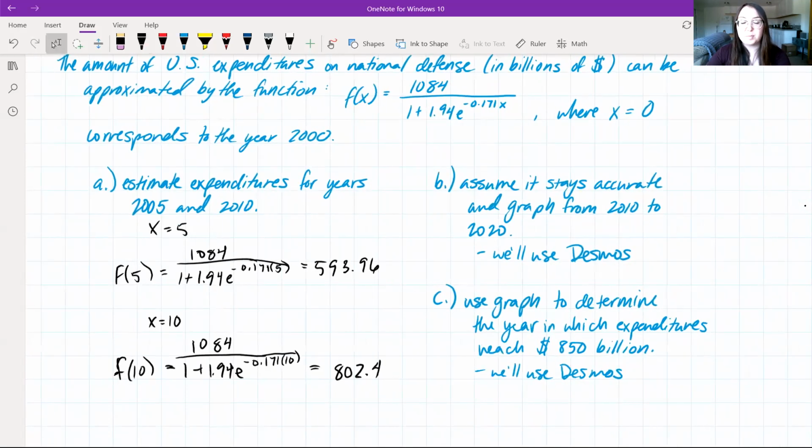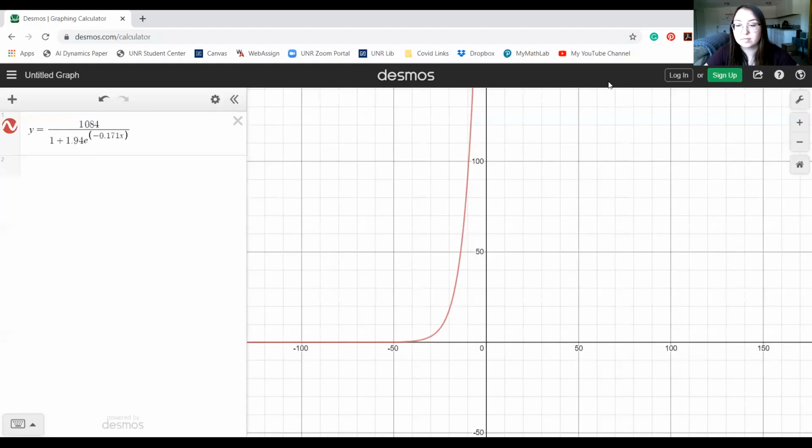All right, so for part B, we're going to assume it stays accurate, and we're going to graph from 2010 to 2020, and we're going to use Desmos. Part C also wants us to use the graph to determine the year in which expenditures will reach 850 billion, and for this we're also going to use Desmos. So using Desmos, we can plug in our equation, which was y is equal to 1,084 divided by 1 plus 1.94 e to the negative 0.171x. When we graph this, we see that it is increasing very fast.